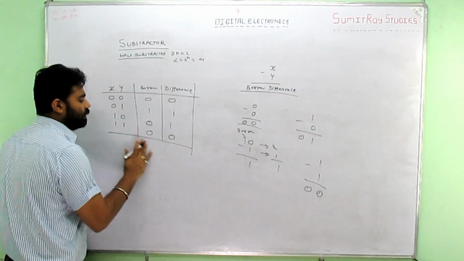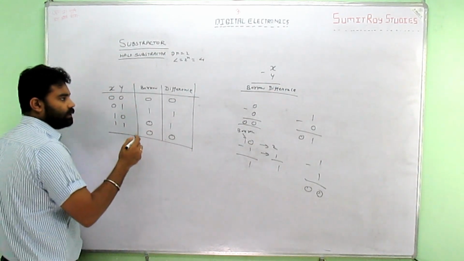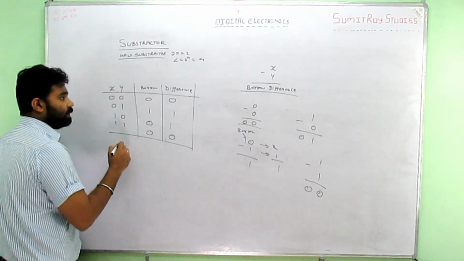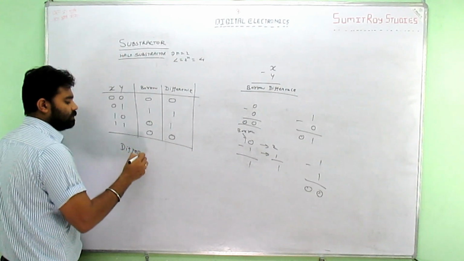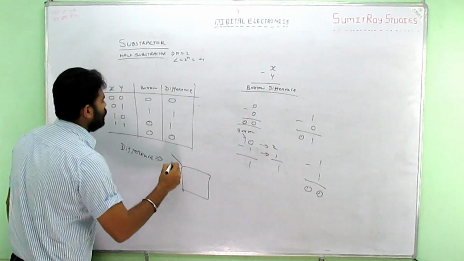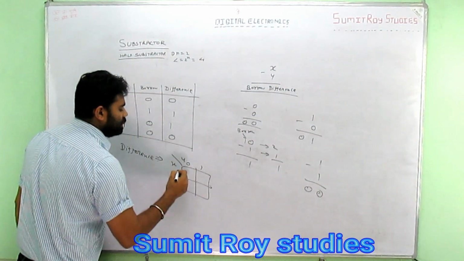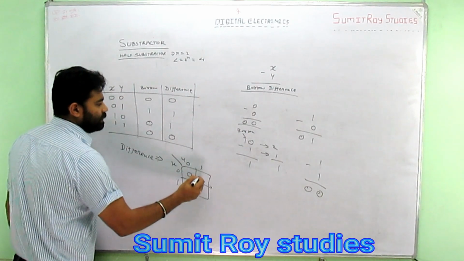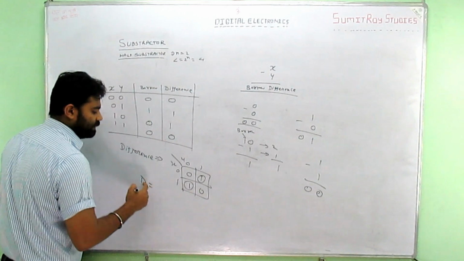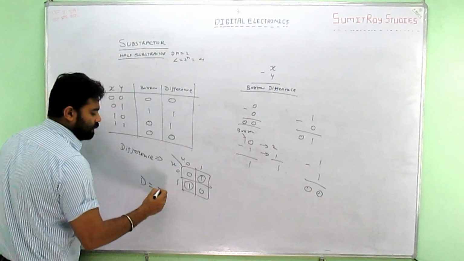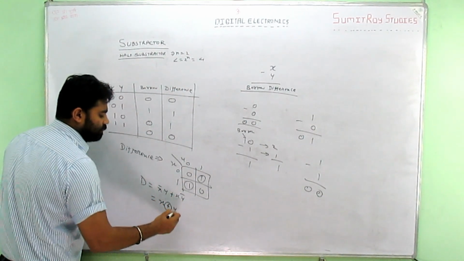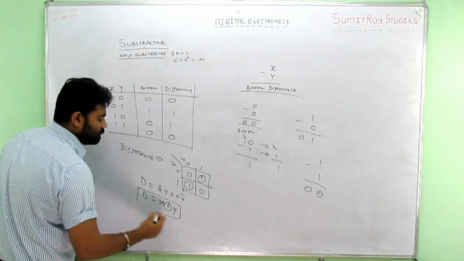So this is it. Now we get the logic by reducing it with the help of a K map. For difference, x and y, 0 1 0 1, the values are 0 1 1 0, so no reduction is possible. Directly we can write difference D as x bar y plus x y bar, that is nothing but x exclusive OR with y. This is the difference part.